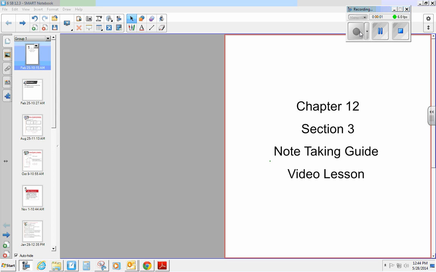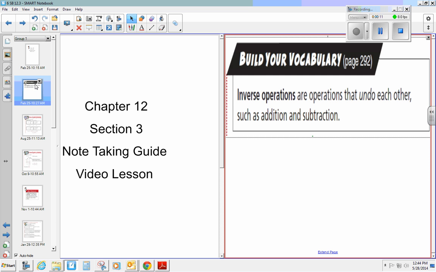Welcome to Chapter 12, Section 3, entitled Solving Addition Equations. To begin with, inverse operations are operations that undo each other, such as addition and subtraction. So I'd like you to add this into your notes a little bit here.